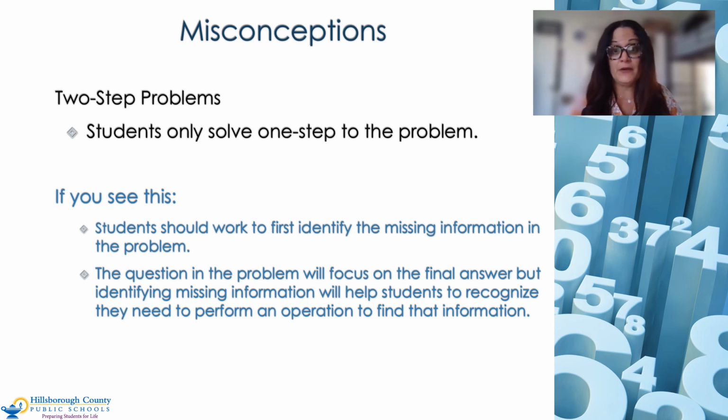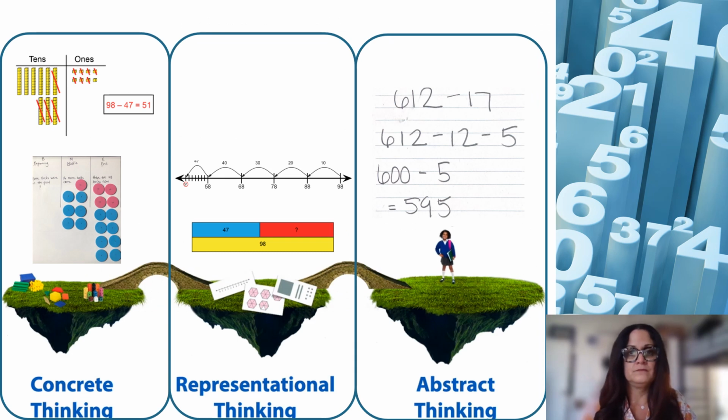Another misconception that we often see with addition and subtraction problem solving is that students only solve one step of a two-step problem. So we want to focus on working to first identify the missing information in the problem. And I know that problem-solving model that I referenced a few slides ago would be a great tool to help them focus on what is the missing information, what do we need to do, and which operation and strategy should we use to solve that problem.